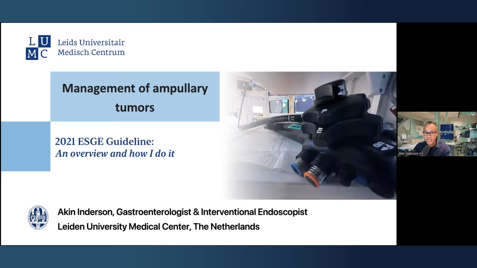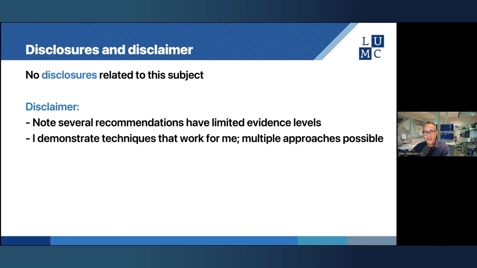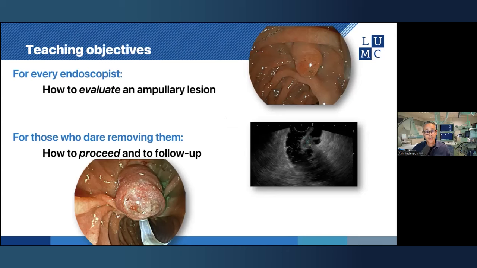And I prepared a presentation for you based upon the 2021 ESGE guideline on the management of ampullary lesions, on the eight most important recommendations, and I'm giving an overview on how I interpret it and bring these recommendations into practice. So, disclosures, I don't have any related to the subject, but I do have a disclaimer. Please note that several recommendations have limited evidence levels, and I demonstrate techniques that work for me, but there are multiple approaches possible, and if you want to, we can discuss them later on in the discussion. Now, teaching objectives for this talk are, for every endoscopist, how to evaluate an ampullary lesion, and for those who dare to remove them, how to proceed and how to follow up on them.